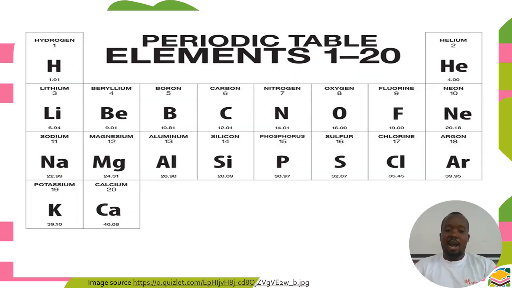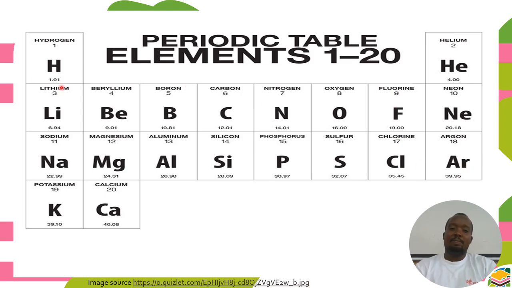Well, now we have our periodic table of the first 20 elements. So those 20 elements have now been arranged in the periodic table. Remember, this periodic table is for the first 20 elements. So as you can see, this is group number 1, this is group number 2, this is group number 3, this is group number 4, this is group number 5, this is group number 6, group number 7, then group number 8.